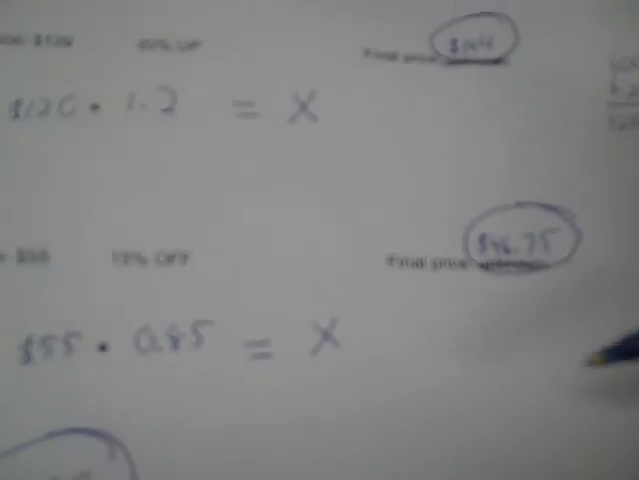So basically, when the original is unknown, you're going to have to divide, but when the final is unknown, then you're just multiplying.